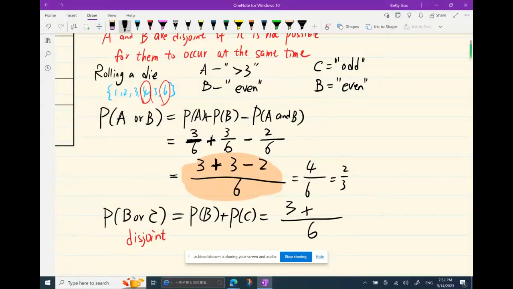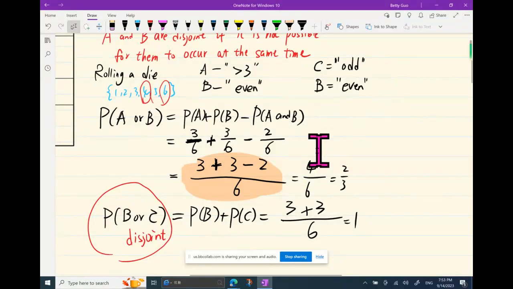Right? Yes, 3 of them: 2, 4, 6. And for C, how many outcomes among the 6 outcomes in the sample space favor getting an odd number? Also 3, right? So we get 6 over 6, which is 1. Dustin might say, I know it's 1 from the very beginning, I don't have to use the formula. Yes, I agree, because B or C simply means you roll a die and you get even or odd. It's certain to occur.